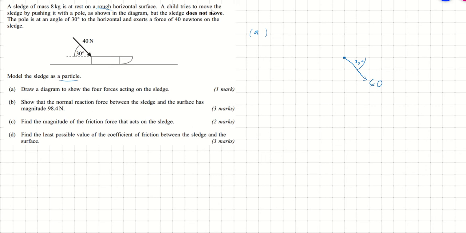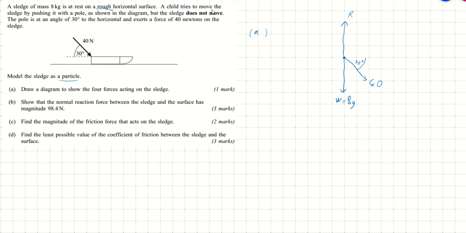We also have, well, the sledge is resting on the ground. So there's going to be a reaction force, which is at right angles to the ground. The ground is horizontal, so our reaction force is going to be directly up. And as it's a reaction force, we'll label that with R. The sledge also has a weight, which acts vertically downwards, and weight is mg. So we can put that force acting vertically downwards. So it's W for weight, and that's equal to m. Well, m is 8 kilograms. So this is 8g.